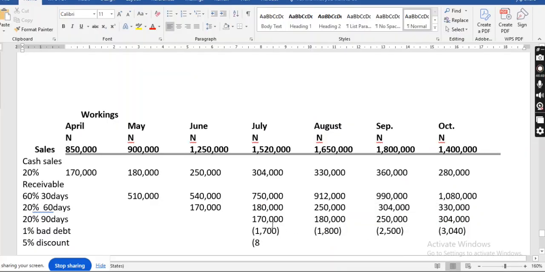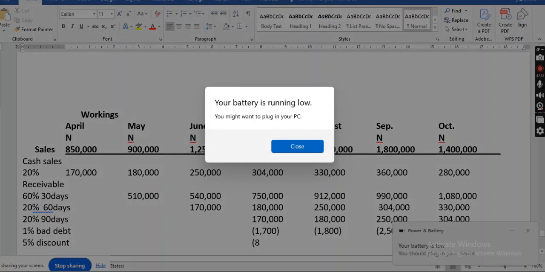So what do we have here? 8,000 what? But sir, are we not going to remove the discount before we calculate the bad debt? No, don't worry. That is why we put it in brackets. Okay. That's why we put it in brackets.